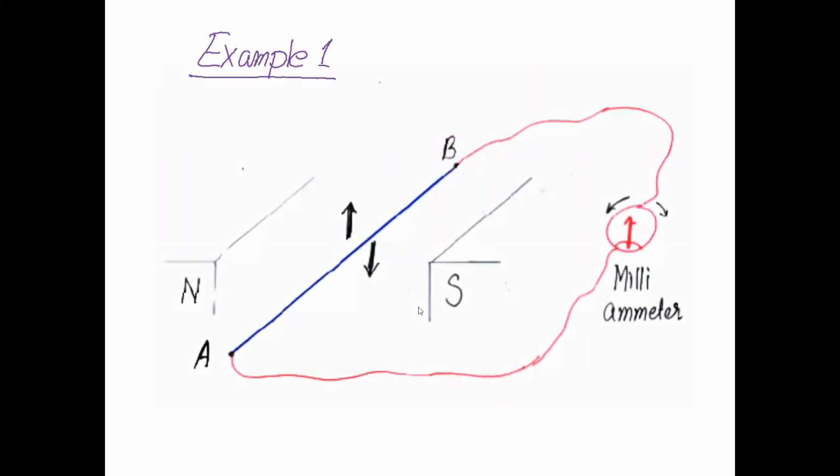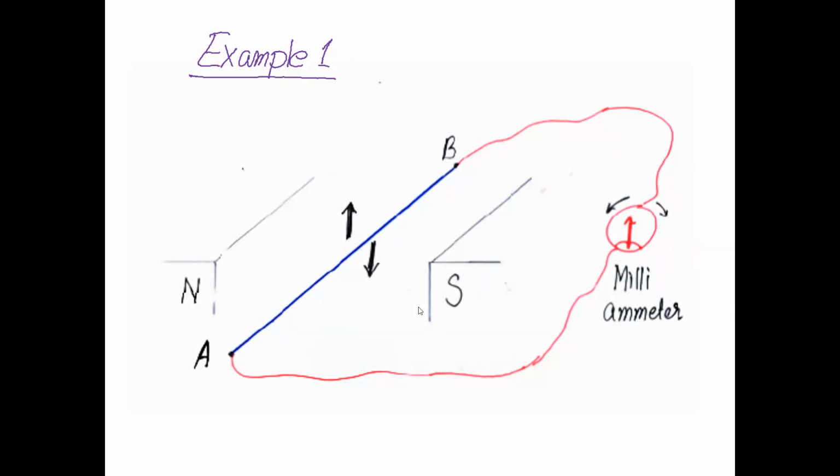This is the first example. You have a conductor and this is a circuit. You can notice one thing, that in this circuit, there is no power source. There is no battery. There is no cell. Why is there no battery? Because you are going to generate electricity yourself.